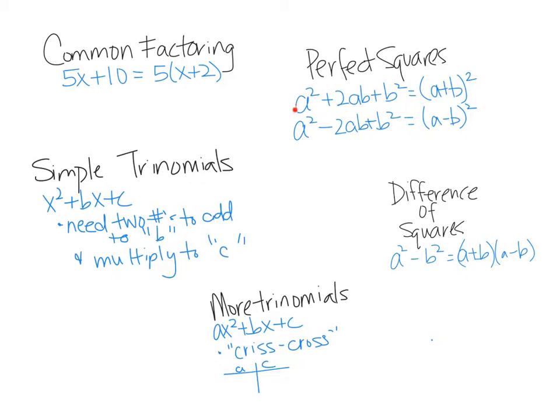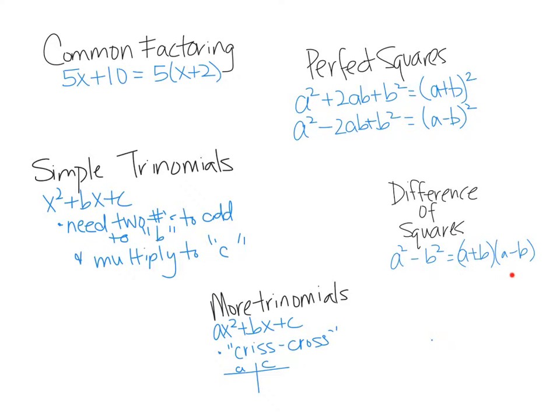So if you recognize that the first term is a perfect square and the last term is a perfect square, then check that the middle term matches the 2ab pattern. We talked about simple trinomials, so if the first term is x squared, then we know that we're going to have x plus a number and x plus another number, or x minus a number. So we needed two numbers that will add to give me the b, whatever number is in front of x, and those same numbers have to multiply to give c.